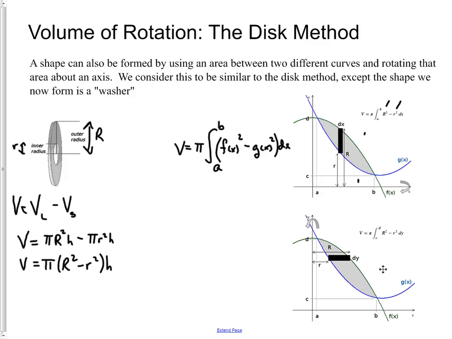Of course, if we're doing this horizontally, in a similar way, if we have a rightmost function and a leftmost function, we take the rightmost function squared minus the leftmost function squared as our disk radii right here. This formulation should actually be really, really helpful in keeping that straight. So let's try this with an example.